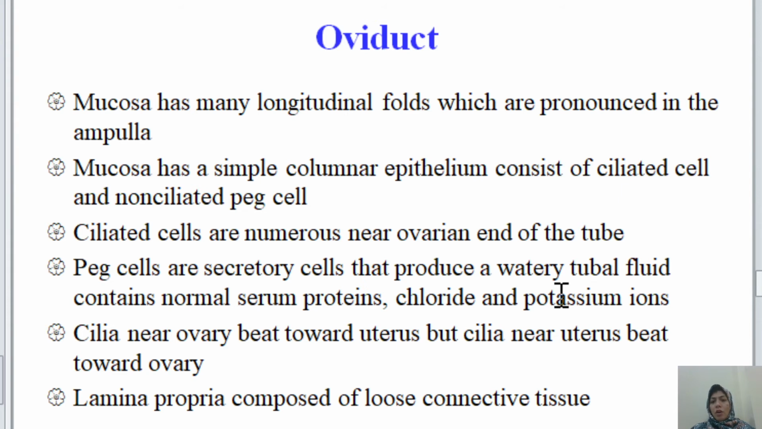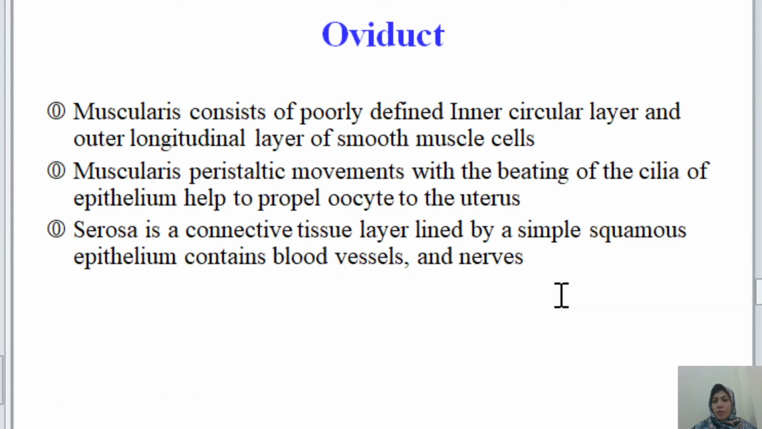The cilia near the ovary beat toward the uterus, but the cilia near the uterus beat towards the ovary. Another part of the mucosa is the lamina propria, which is composed of loose connective tissue.